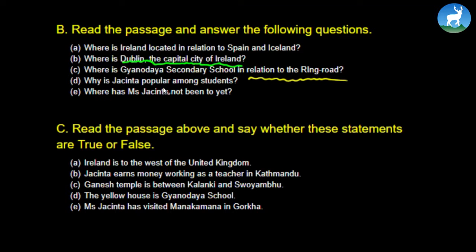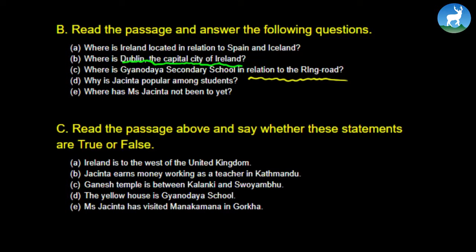So why is Jacinta popular among students? Why do you think she's popular among students? Again, you can find this answer in the last paragraph. Read the last paragraph pretty well. So where has Miss Jacinta not been to? Remember, the answer is very simple. Last sentence of the last paragraph. So you'll get the answer. I'm sure you can do these questions pretty well.